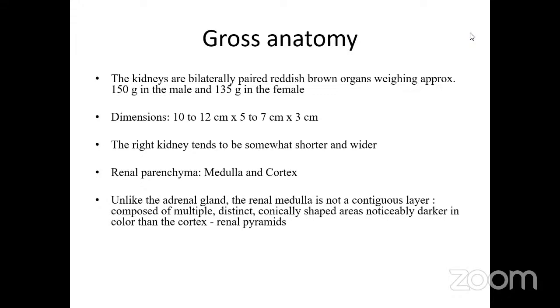And it is below the left kidney, because of the liver compression, it is 1 to 2 centimeters lower than the left kidney. The renal parenchyma grossly is divided into two parts: medulla, outer medulla, inner medulla, and outer cortex. Unlike the adrenal gland, the renal medulla is not a continuous structure. It is divided into multiple distinct conically shaped, noticeably darker in color structures, which are called renal pyramids.